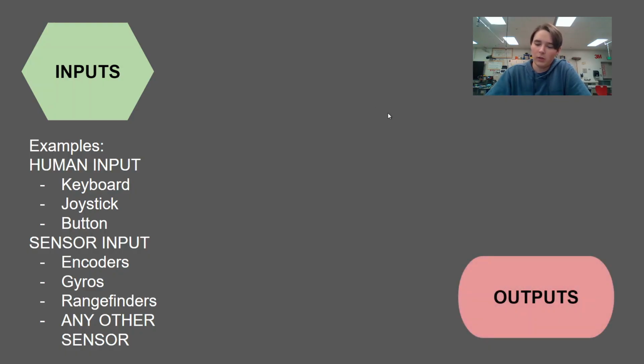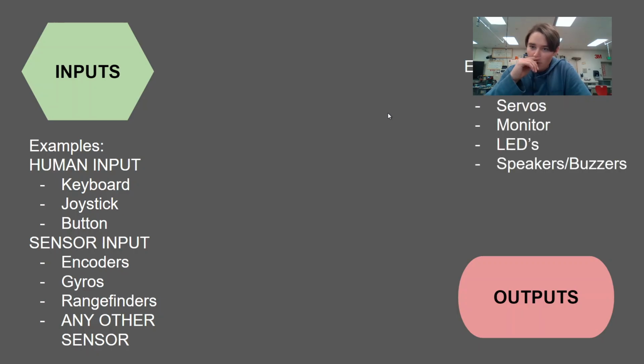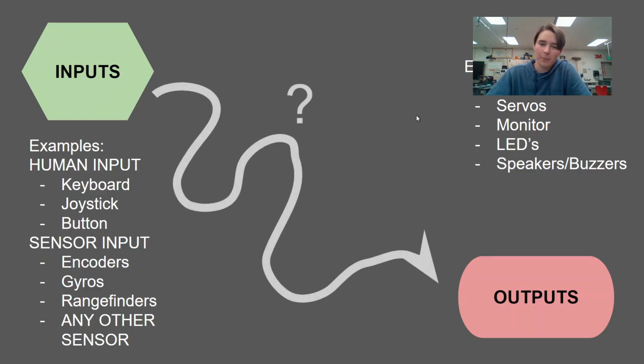And outputs are usually motors, servos, anything that really moves in relation to what you do, a monitor for your computer, LEDs that turn on and off to give you whatever status signal you want, speakers, buzzers, stuff like that. And the real question is, what happens between these two things, right? That's what the programmer's job is, because usually most people can figure out what the input is going to be.